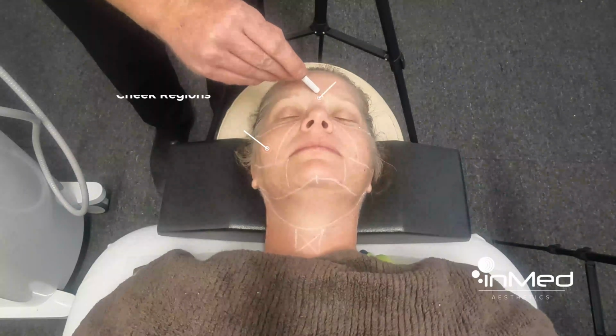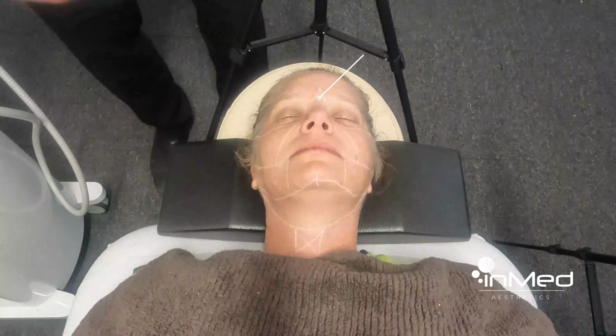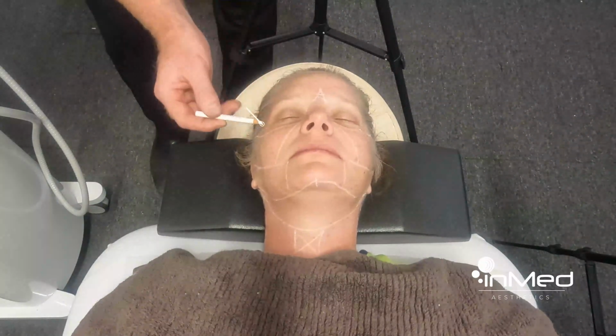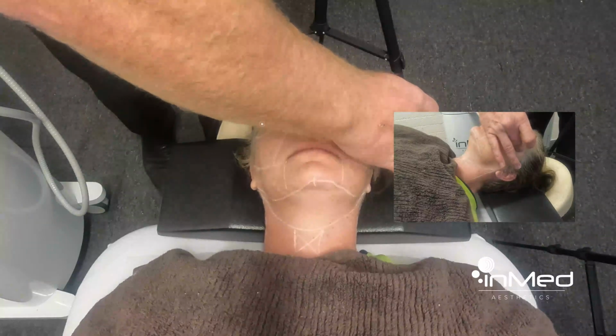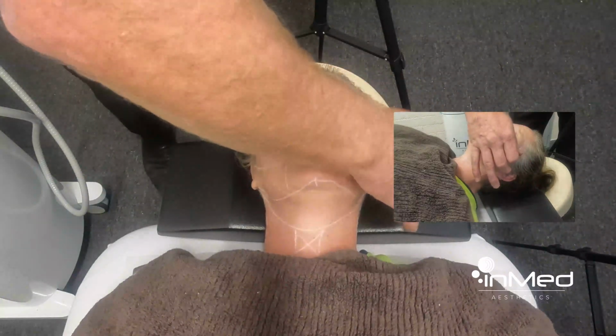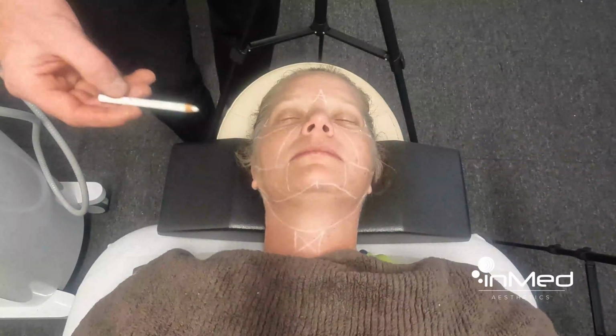We also have a no treatment zone in the middle of the forehead right here, where there's a lot of nerve endings. Also, we feel for the temple and mark it off as well. So feeling for the soft point of the temple, marking it off as a no treatment zone. So what we now have is all of our facial regions marked up.